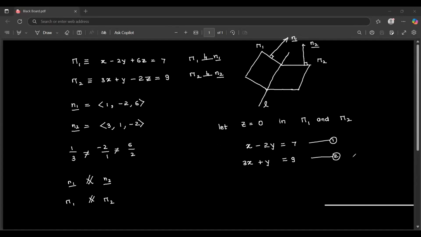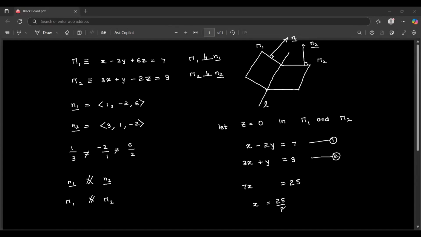So if I multiply the second equation by 2 and add it with the first equation, I will get 7x plus 0y is equal to 2 times 9 plus 7, that is 18 plus 7, which is equal to 25. So we can say x is equal to 25 over 7.